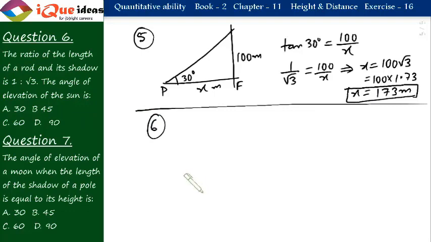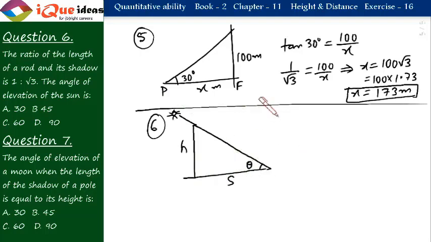The ratio of length of a rod and its shadow is 1 is to root 3. So that means a rod is standing like this and its shadow is on the ground, right? So let's say the length of the rod is H and this shadow is S, right? And let's complete this triangle. Now this is the source of light, and this angle theta is the angle of elevation of the sun, right? That is theta.